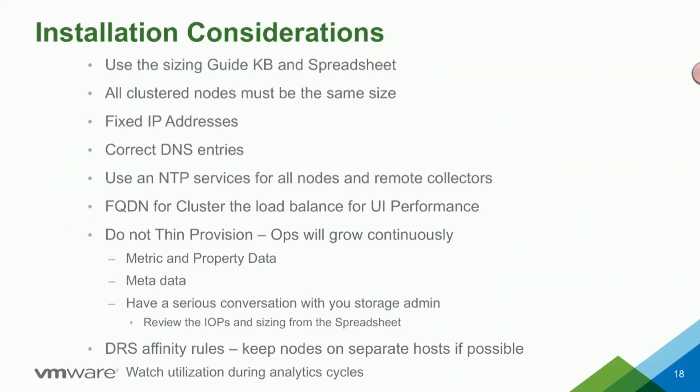Use fixed IP addresses and the correct DNS entries. Use an NTP service for all the nodes. This again is another one of those important steps. You need to make sure that all the nodes and the remote collectors are synchronized from a time point of view. They don't need to be in the same time zone, but they need to be using the same service and understand what time zone they're in. Use a fully qualified domain name for the cluster and load balance for UI performance. Again, if all your people are going to a single UI node, that node's going to run slower, so you want to spread your users across all the nodes in your cluster.